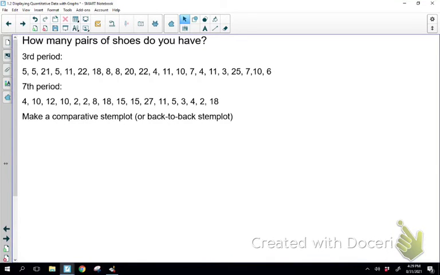This video is for Monday, August 30th. We did a back-to-back stem plot, or comparative stem plot, based on the number of shoes people had in both third period and seventh period. We did this previously on Friday, and we had already set up our stem. You can use the exact same stem, but this time make two vertical lines. We're going to have the stem go right down the middle of our page, or middle of the graph, wherever you're making this graph.